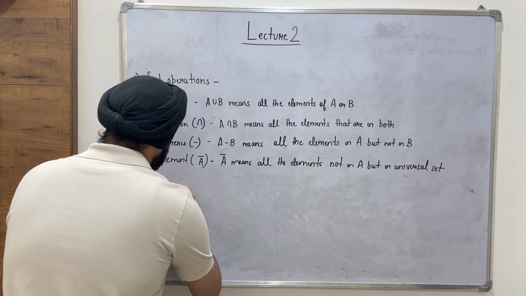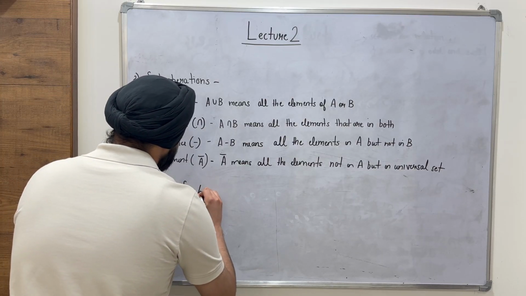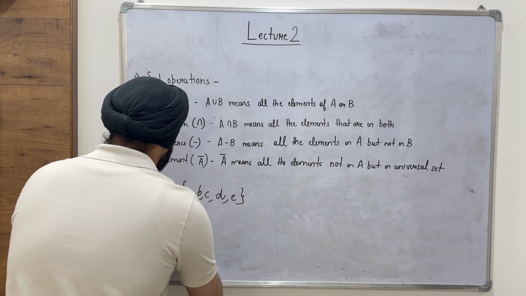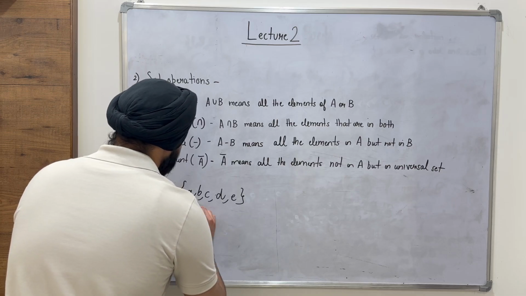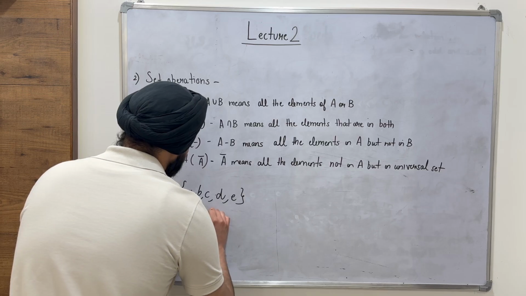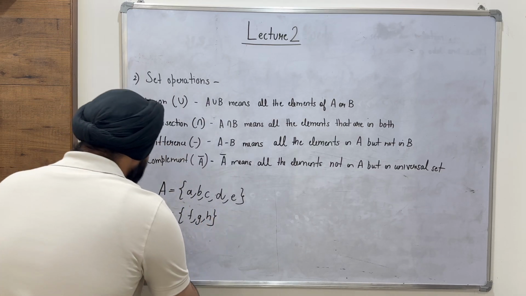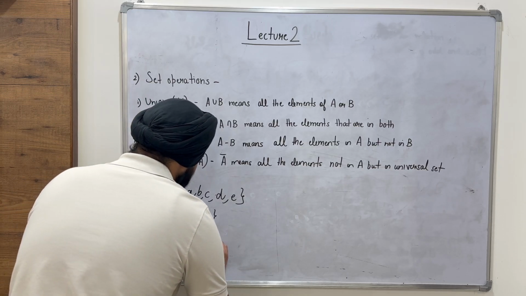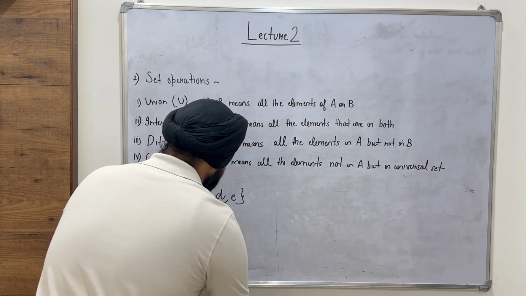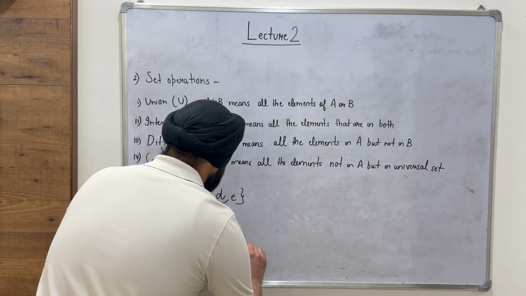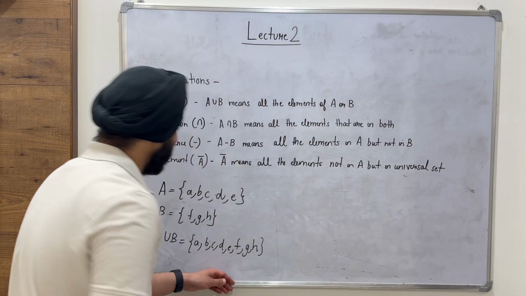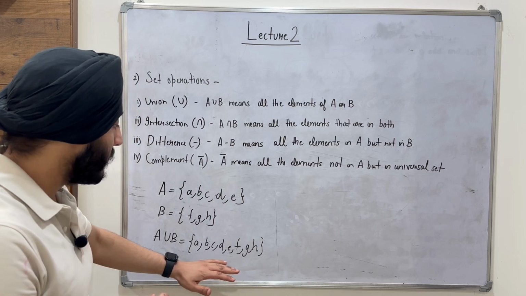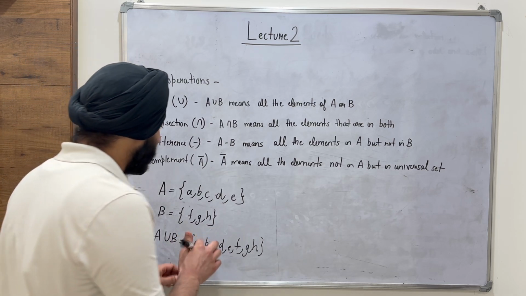Let's say I have A equal to {A, B, C, D, E}, and I have B equal to {F, G, H}. Then simply the union, which is A union B, would be {A, B, C, D, E, F, G, H}. So all the elements of A or B. Now another example, this is kind of not a good example to be honest, so I'll give another example of it.